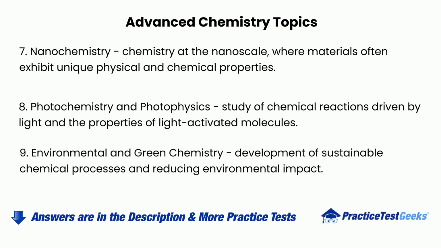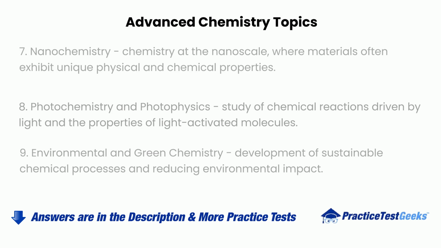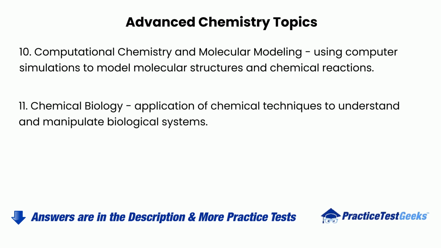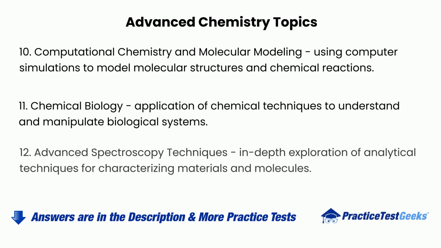9. Environmental and green chemistry. Development of sustainable chemical processes and reducing environmental impact. 10. Computational chemistry and molecular modeling. Using computer simulations to model molecular structures and chemical reactions. 11. Chemical biology. Application of chemical techniques to understand and manipulate biological systems. 12. Advanced spectroscopy techniques. In-depth exploration of analytical techniques for characterizing materials and molecules.